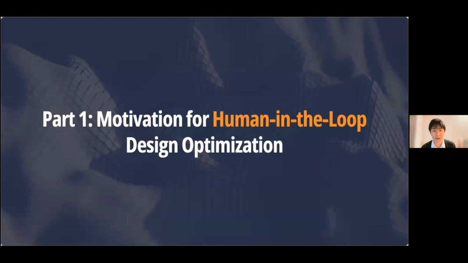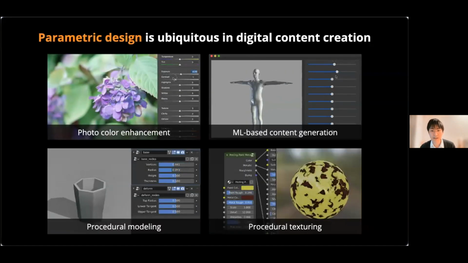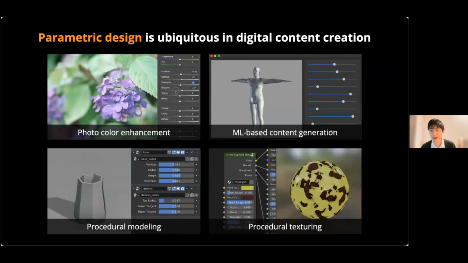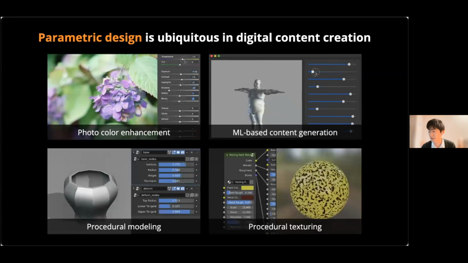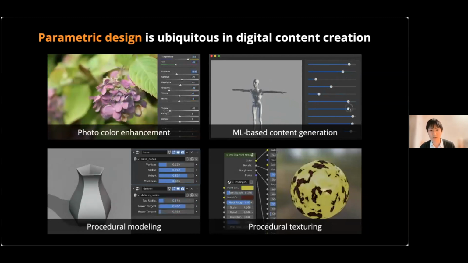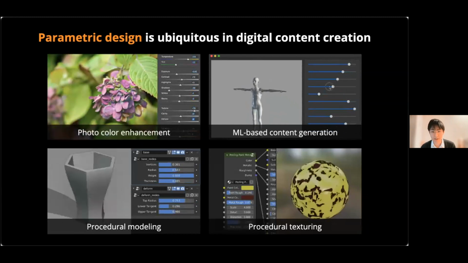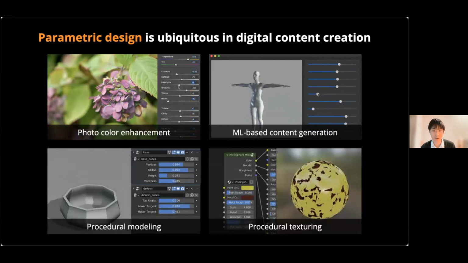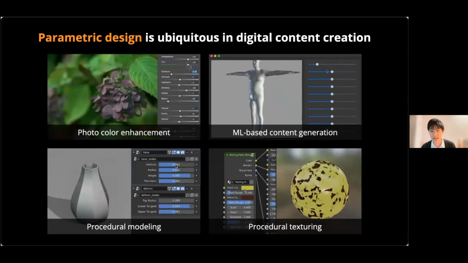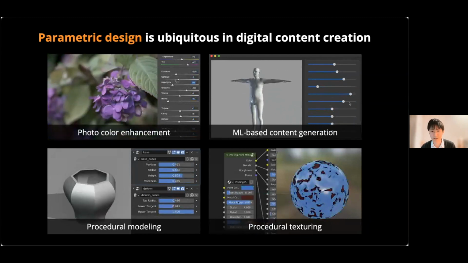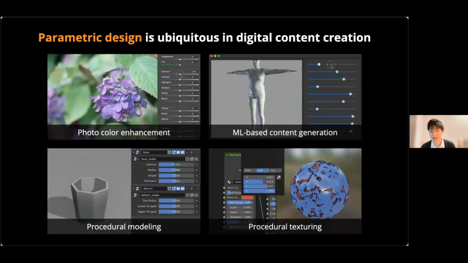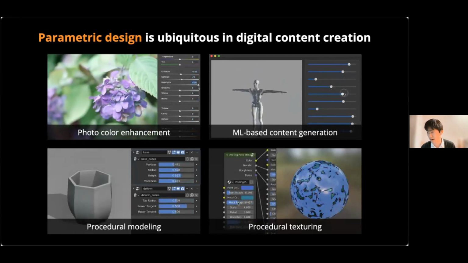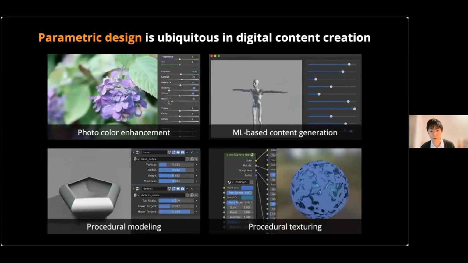Okay, so let me begin with the motivation for human-in-the-loop design optimization. Parametric design is the design problem where the design variation is determined by a set of parameters. And the goal is to find the best parameter set. Many content creation scenarios involve parametric design. For example, photo color enhancement is one of the most popular scenarios. Photoshop has many sliders that should be adjusted carefully to make the target photograph look best.